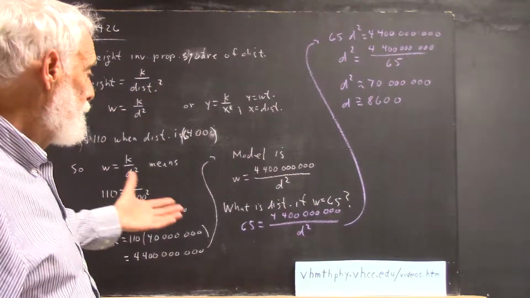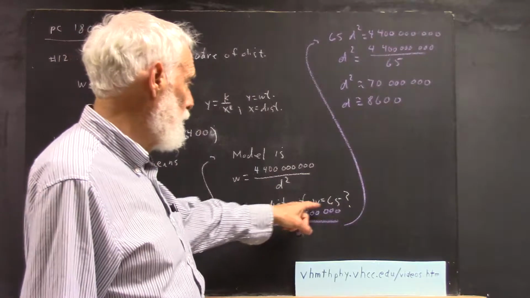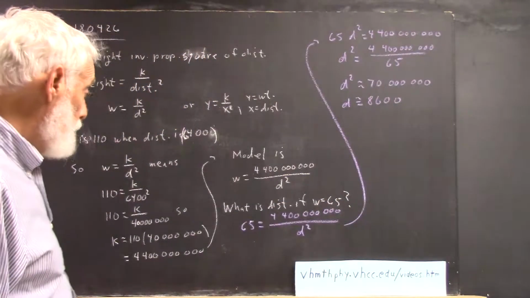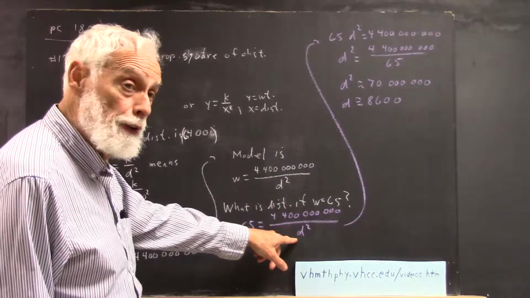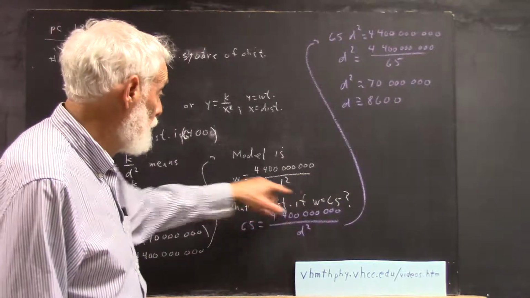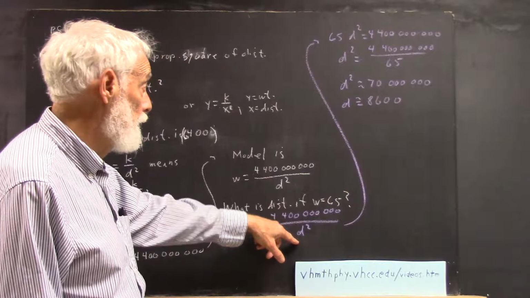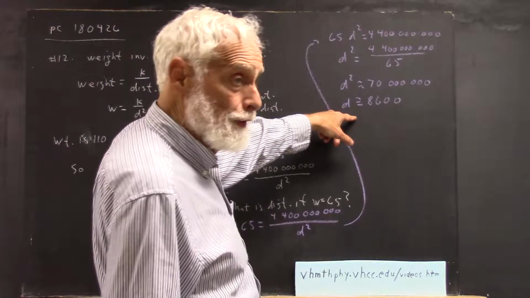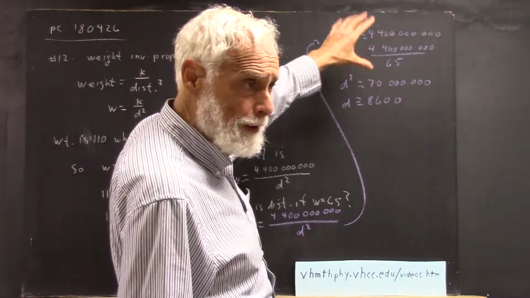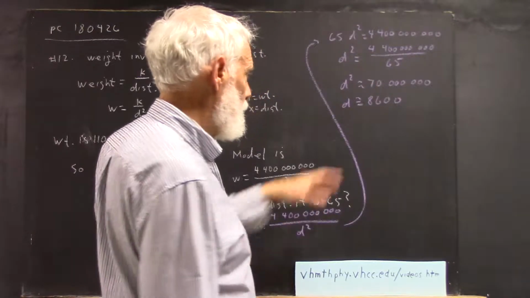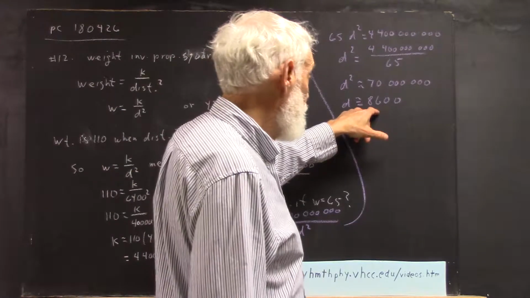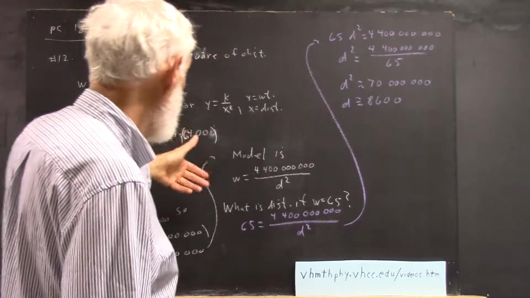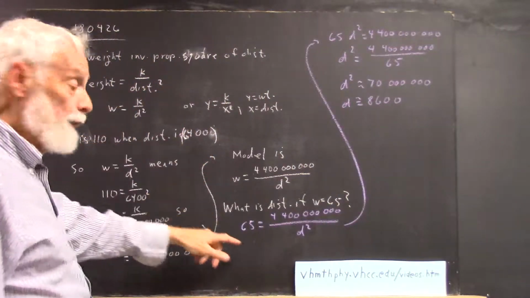And then the question that was asked is, what's the distance if the weight is 65? Well, it means 65 is our weight, and we solve for the distance. So we plug in 65 for the weight, and we get an equation for the distance. We solve it, we get a distance that I estimated to be 8,600, but I did a lot of estimates. I think it turns out to be closer to 8,300 or 8,400. Okay? So at 8,600 kilometers, the weight of this individual would be down to 65 pounds.